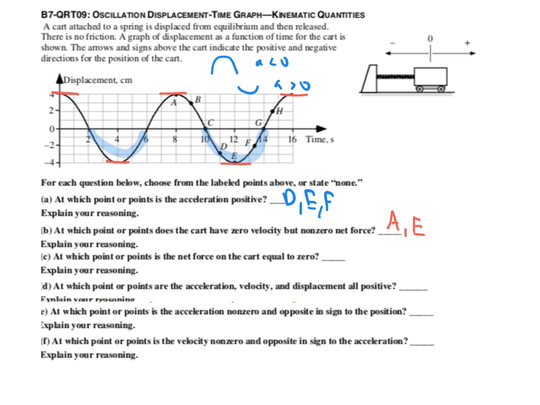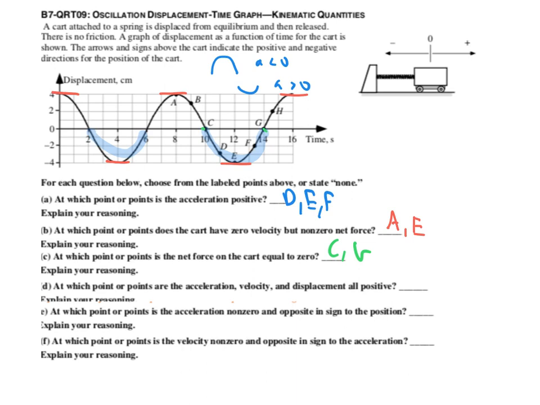At what point or points is the net force equal to 0? Well, then we need to be at equilibrium, so our only candidate points are C and G, and in fact they are where the net force is 0. The displacement is 0, the acceleration is proportional to displacement, so the acceleration is 0, so the net force, which is the mass times the acceleration, is 0.